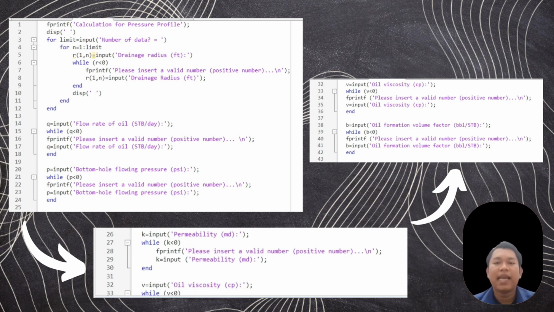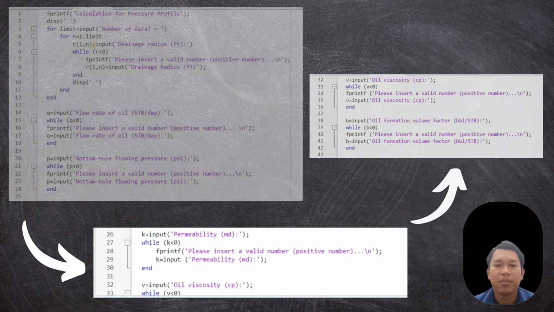Next, lines 14 through 54 are utilized to establish the variables that are essential for the calculation of pressure. The bottom hole pressure, permeability, oil flow rate, wellbore pressure, oil viscosity, thickness, and wellbore radius are some of the factors included in these variables.